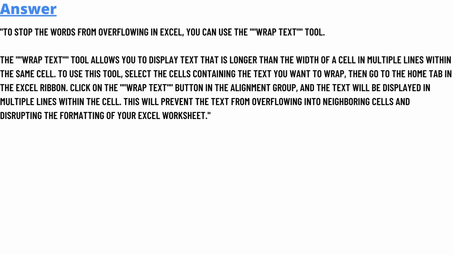To use this tool, select the cells containing the text you want to wrap, then go to the Home tab in the Excel ribbon, click on the Wrap Text button in the Alignment group, and the text will be displayed in multiple lines within the cells. This will prevent the text from overflowing into neighboring cells and improve the formatting of your Excel worksheet. So that is the answer to the question.